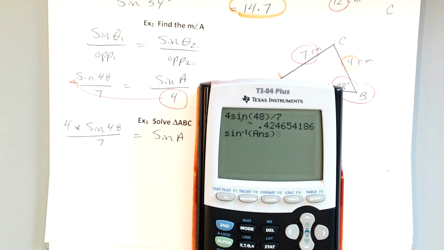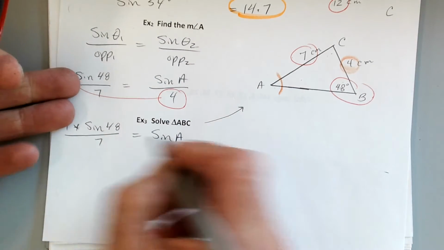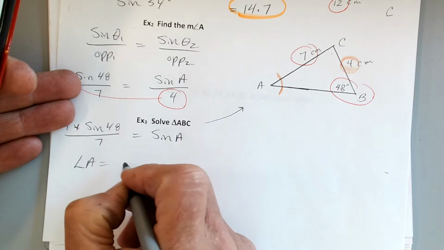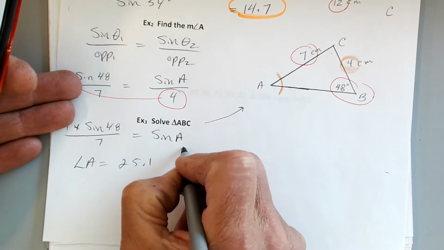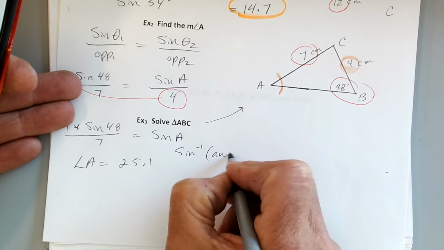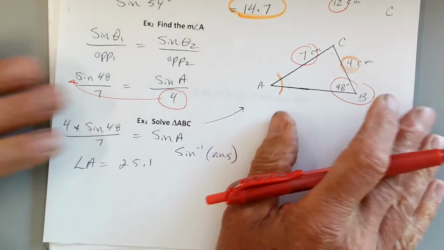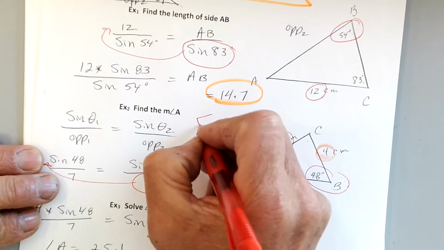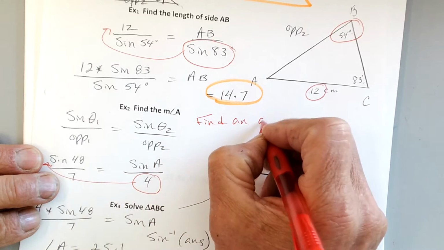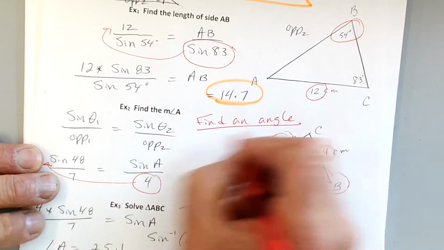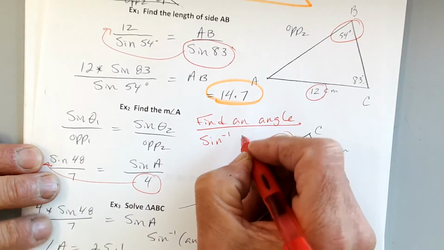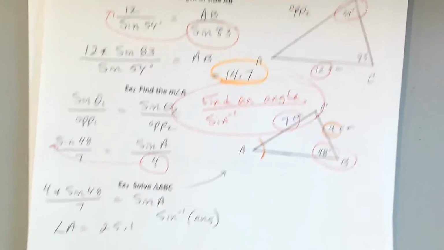You guys know where the answer button is on your calculator? Now that answer makes sense. 25.1 degrees makes sense as an angle, okay? So we're going to add something to this in a second. So I know that angle A is equal to my 25.1 because I took the sine inverse of my answer, okay? Now, I'm going to add that. So up here, when you want to find an angle, we're going to have to use my sine inverse button, okay? Thank you, Zoe. Totally right, okay?